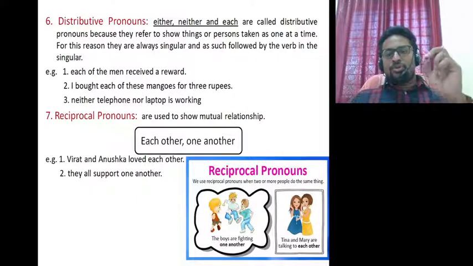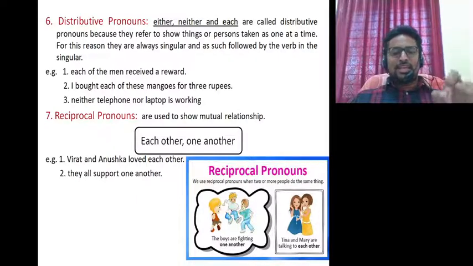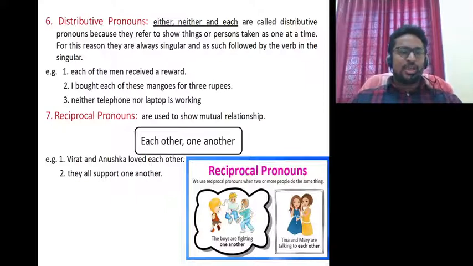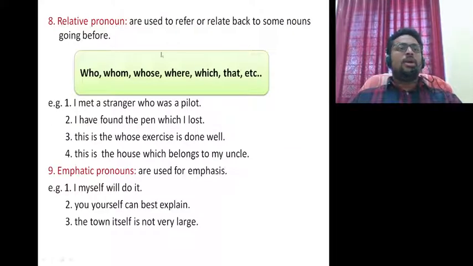When two or more people do the same thing in a reciprocal sentence, there we have to use the reciprocal pronoun. Next, relative pronouns are used to refer or relate back to some nouns going before.